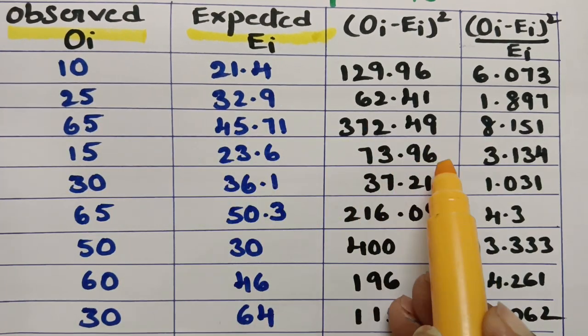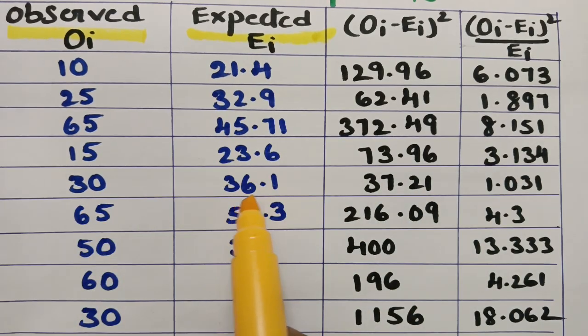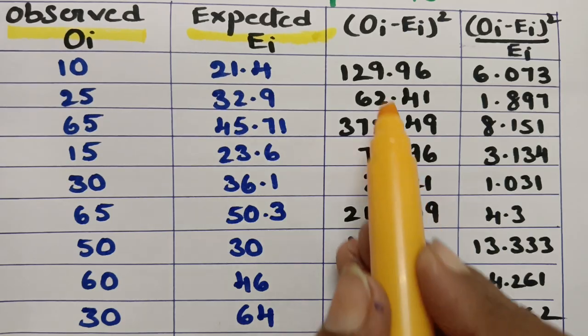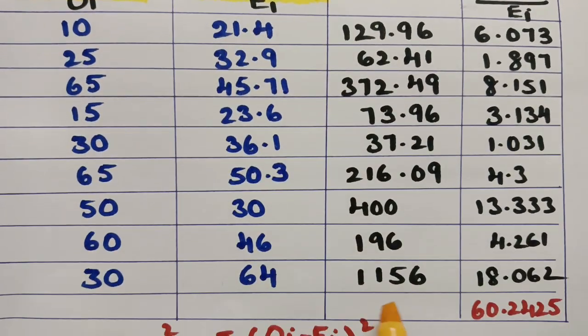And this will be 73.96. 30 minus 36.1 whole square, that is 37.21. Like that we have to fill this column, and this will be the column here.